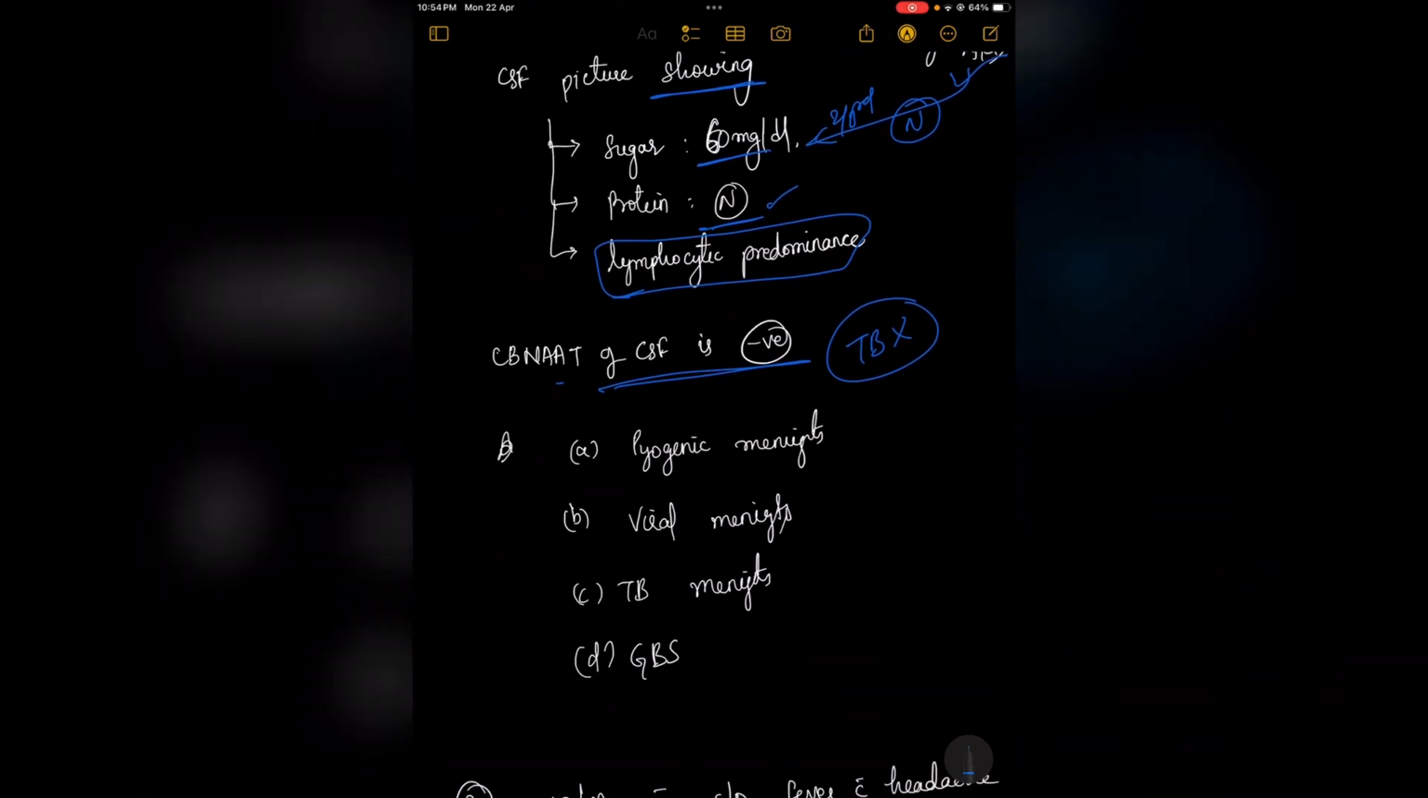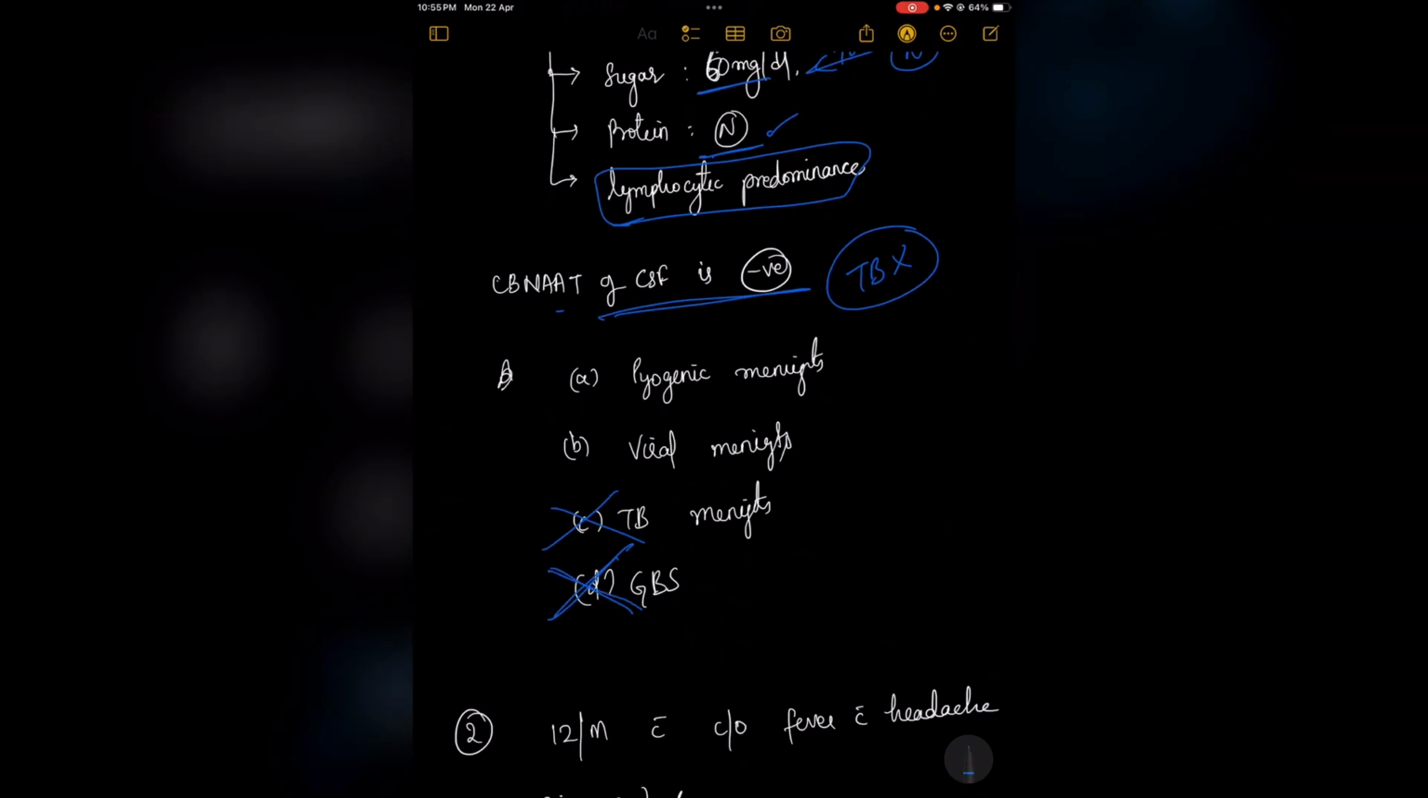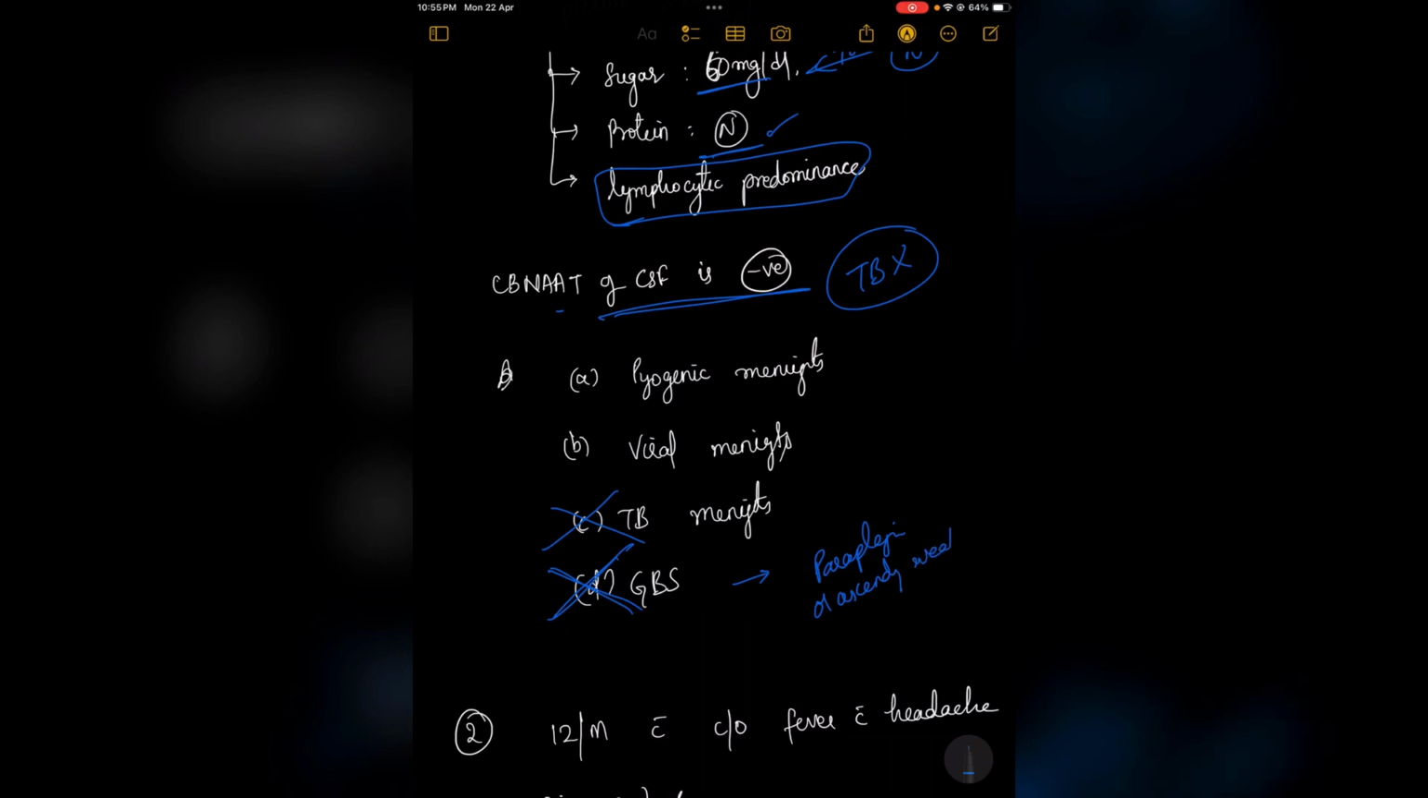So depending upon the options, we will rule out first. TB meningitis is not the answer. GBS is not the answer, because GBS presentation is different. It is like paraplegia or any ascending weakness or facial palsy, any other variants. Fever with headache or seizures is not the presentation of GBS.